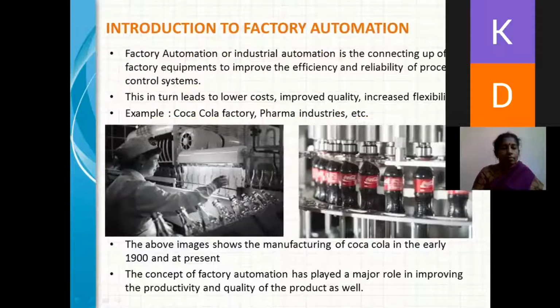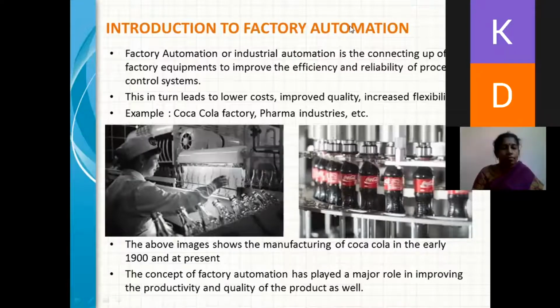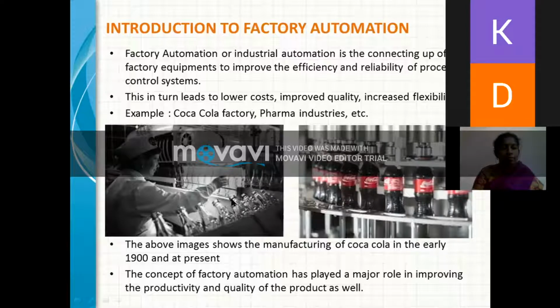So first let me introduce what factory automation is. Factory or industrial automation is the connecting up of factory equipments to improve the efficiency and reliability of the process control systems. There are lots of definitions for factory automation in Google, but this one I've chosen because it very well suits the term factory automation. You would have seen in those discovery channels, Coca-Cola manufacturing company. In the pictures below, I've taken Coca-Cola as an example because it very well suits this topic.